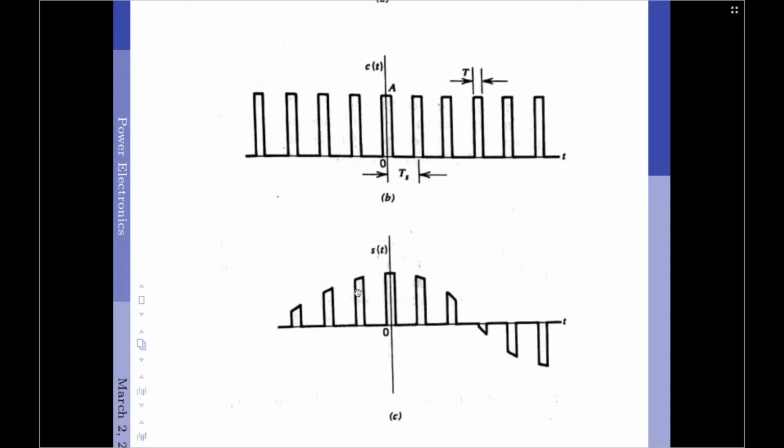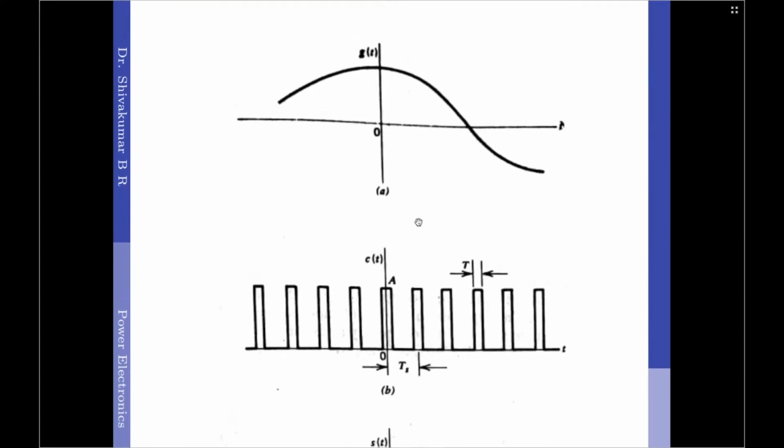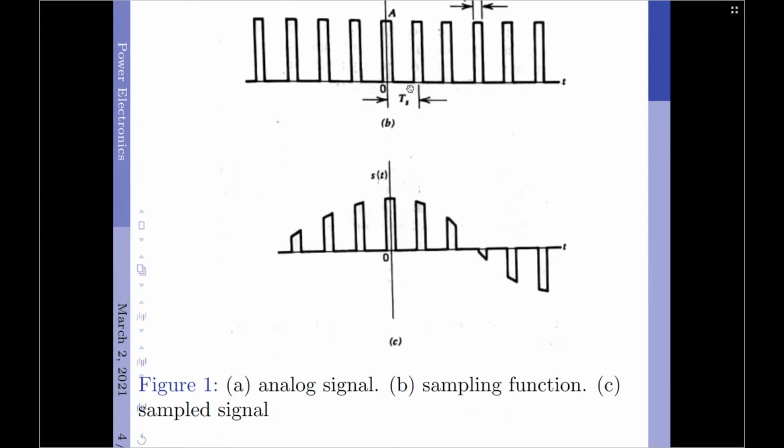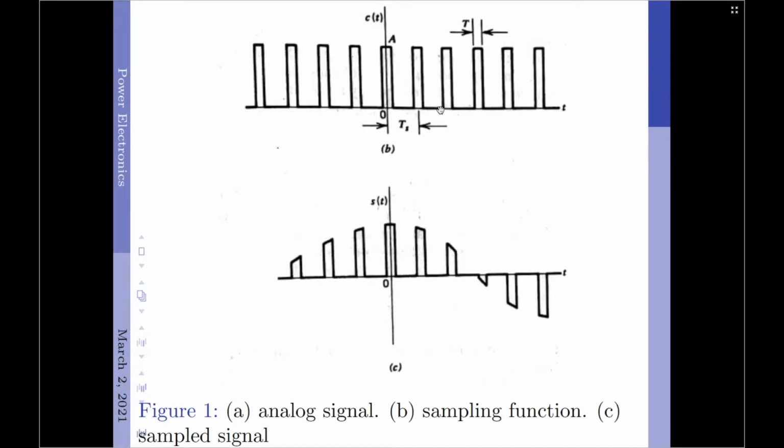By looking at the sampled signal, we can observe that the switching operation simply extracts the analog signal g of t in successive portions of predetermined duration capital T taken at regular intervals, which is given by Ts. In simple words, wherever there is a sample or a rectangular pulse, the input signal is retained at the output, and whenever the sampling signal is 0, the sampled signal is also 0.